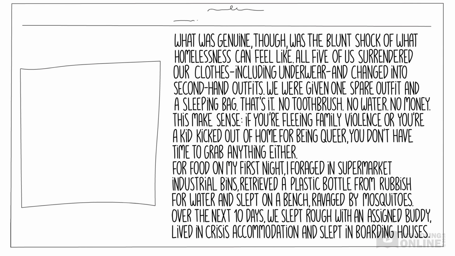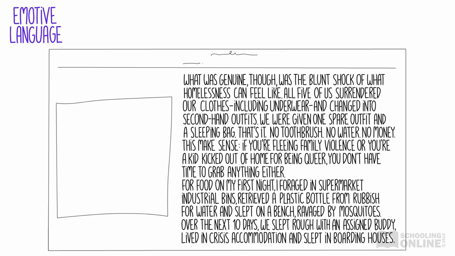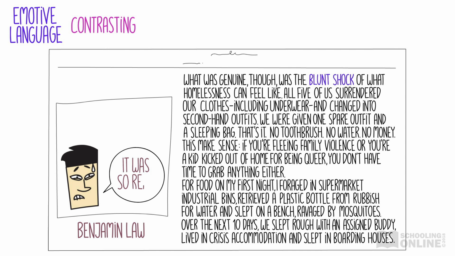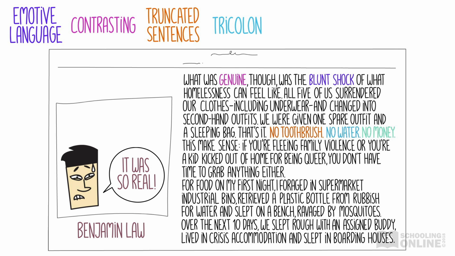Let's take a look at the next section of the article. The emotive language, blunt shock, surprises us, contrasting with the previous discussion of how the experience is technically just a conceit. Law wants us to know that his emotional experience was very much genuine. Look at the truncated or shortened sentences in the next paragraph. "No toothbrush, no water, no money." The tricolon, or list of 3 phrases, is punctuated by the insistent anaphora of no, emphasising how confronting it is for Law to experience life without what he would normally consider basic necessities.